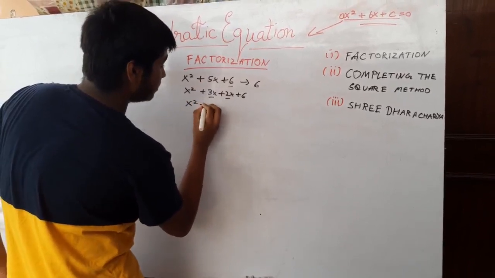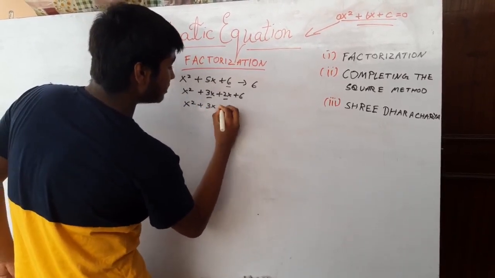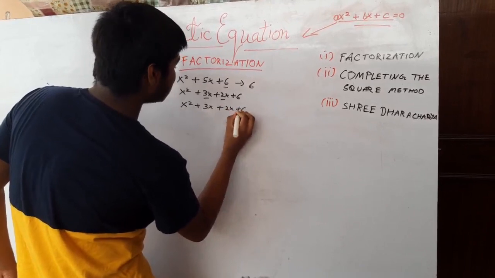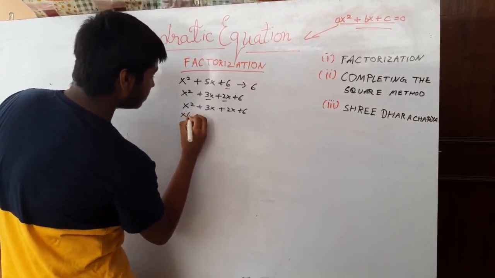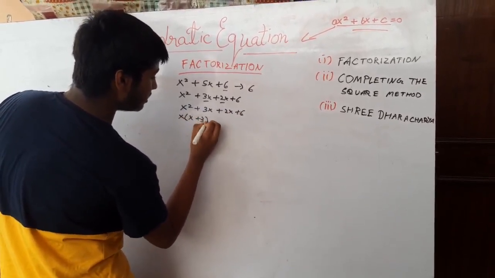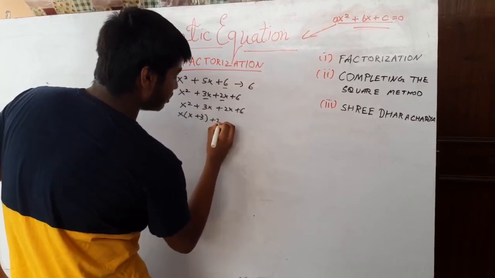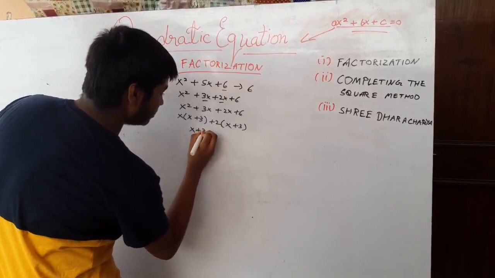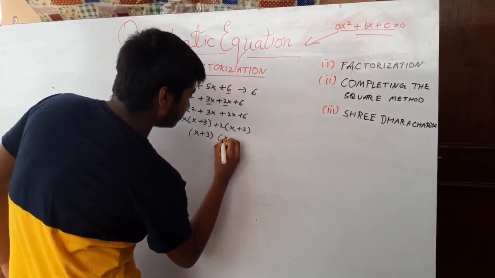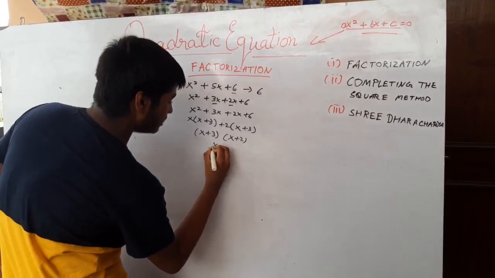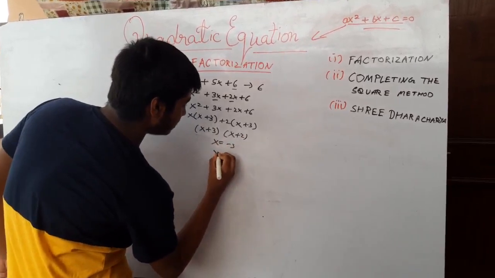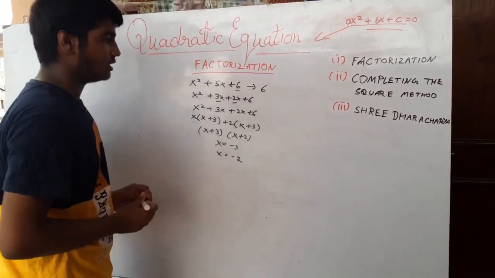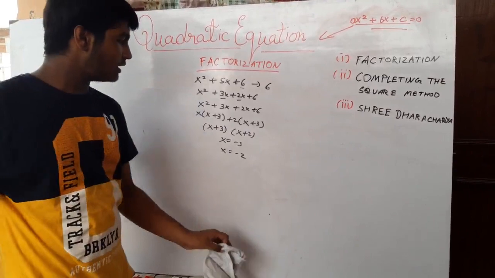So x² + 3x + 2x + 6. We take x as common from the first two terms: x(x + 3), and from the other two we take 2 as common: 2(x + 3). So (x + 3)(x + 2). One zero is minus 3 and the other one is minus 2. This is the one example.